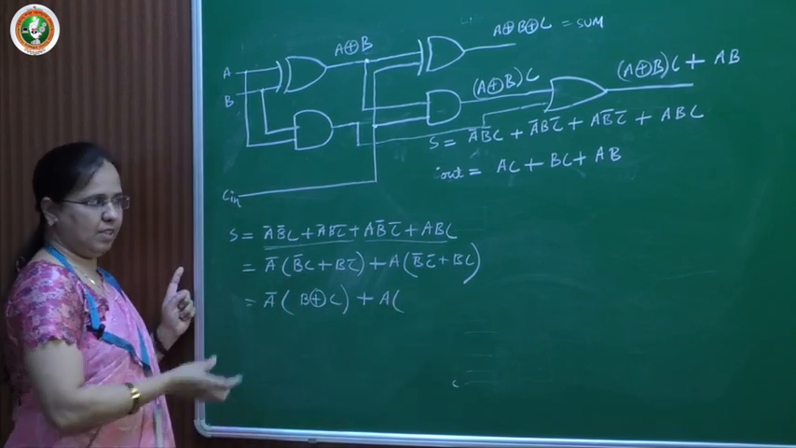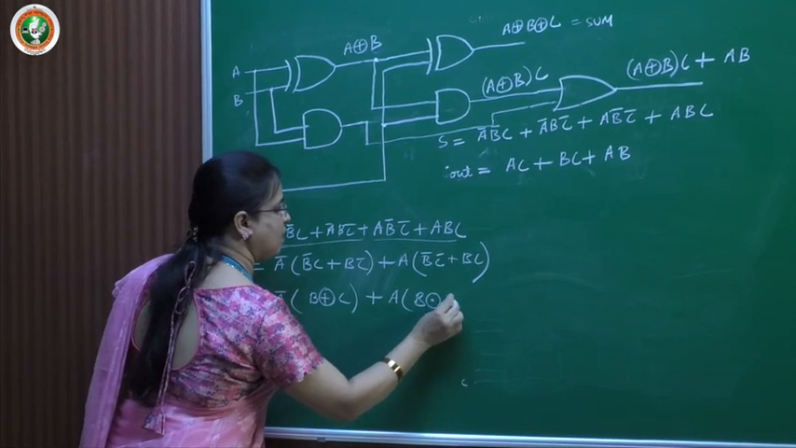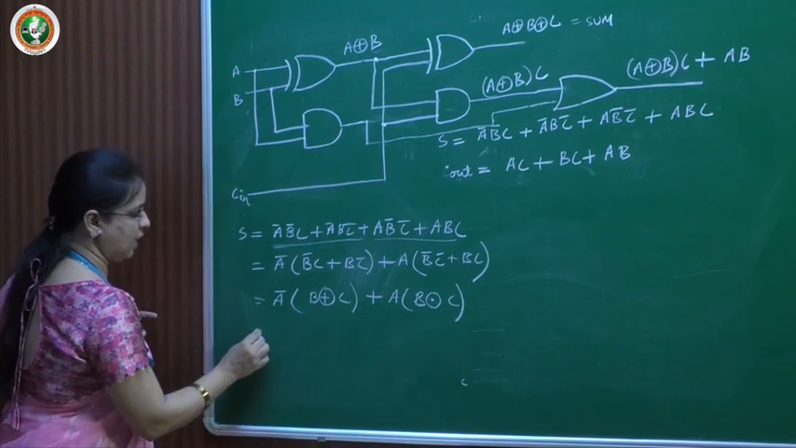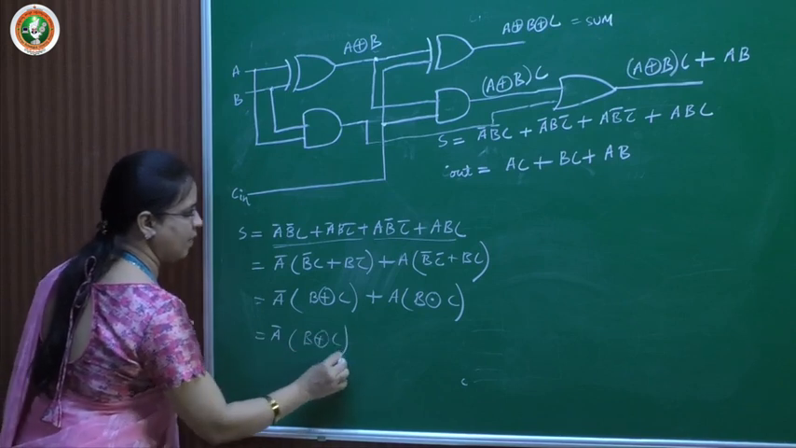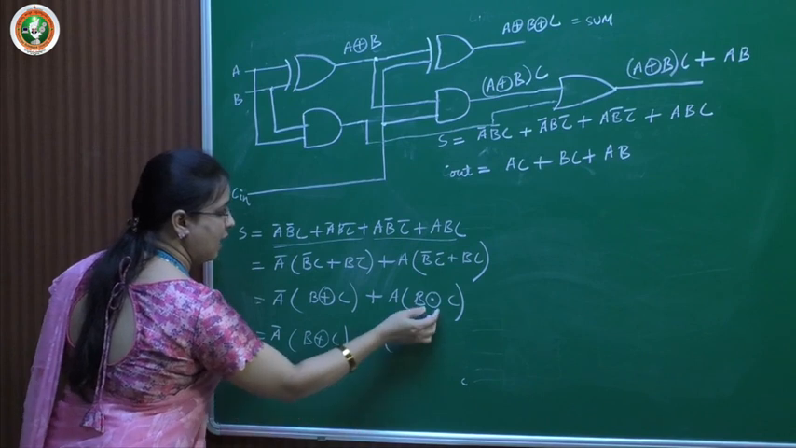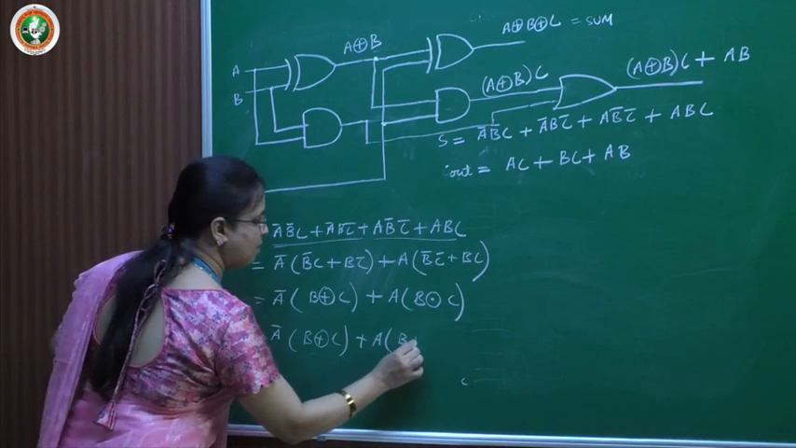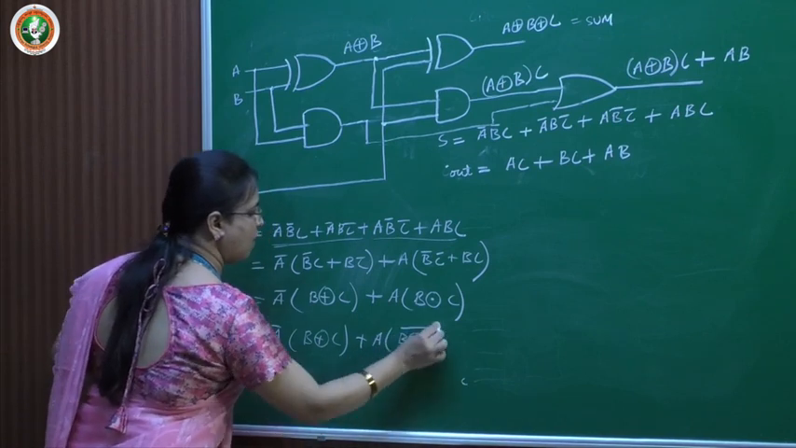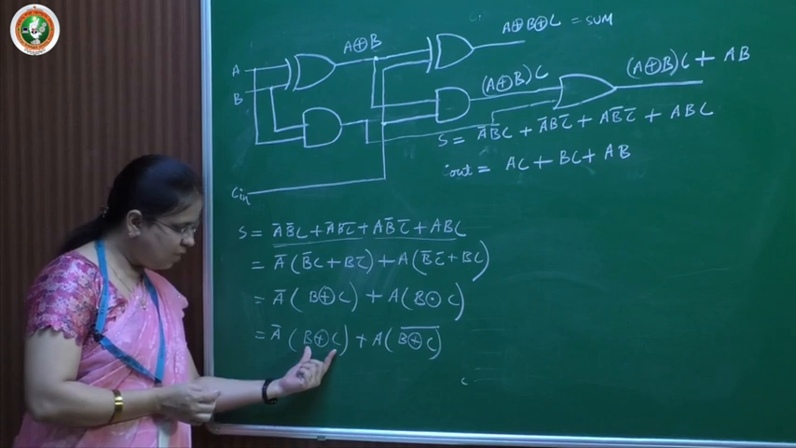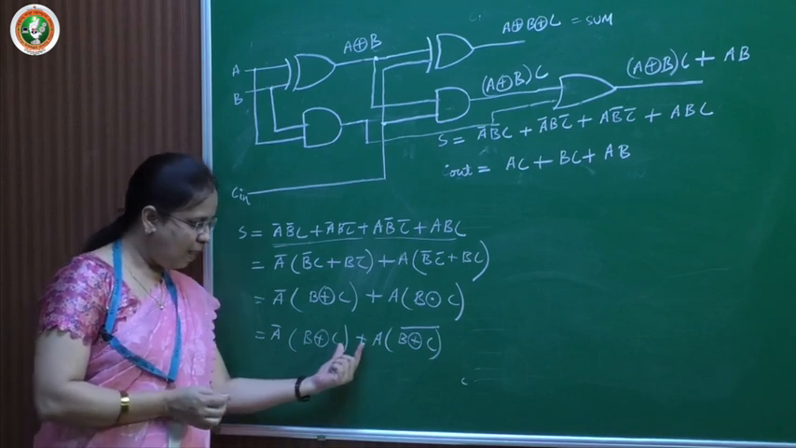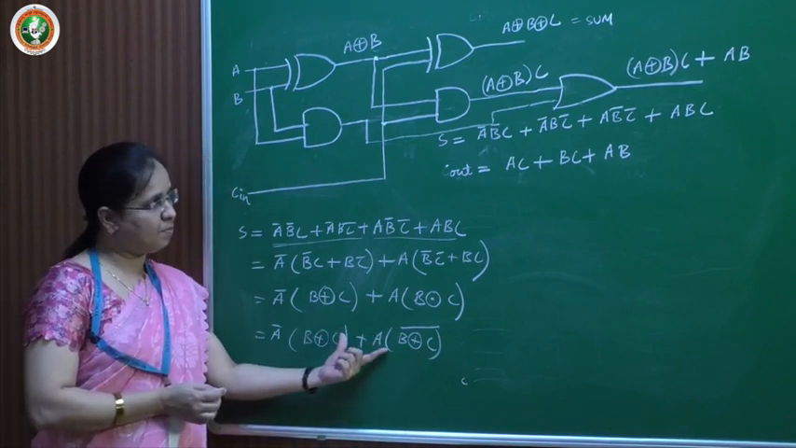This expression is nothing but B XNOR C. In the next step we can see A bar times (B XOR C) plus A. We know that XNOR is the complement of XOR, so we can write this as (B XOR C) whole bar. Now if you observe this equation, A bar into some value, that is B XOR C, again plus A into B bar.